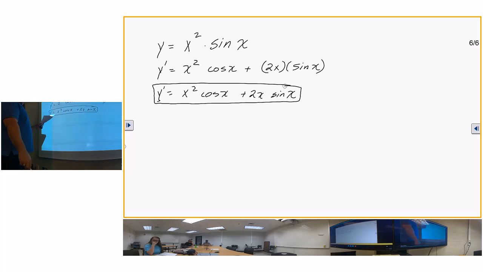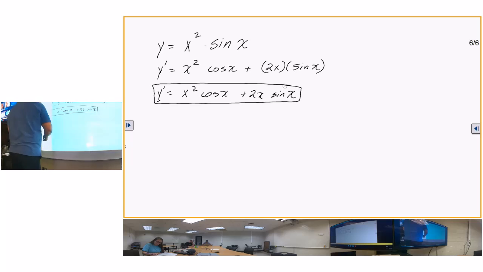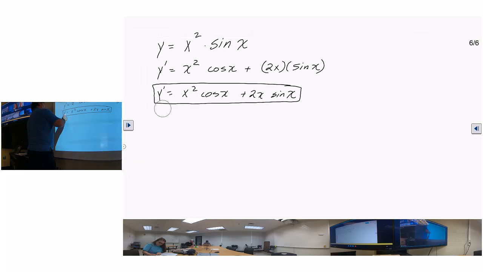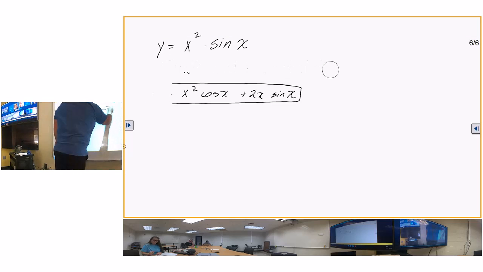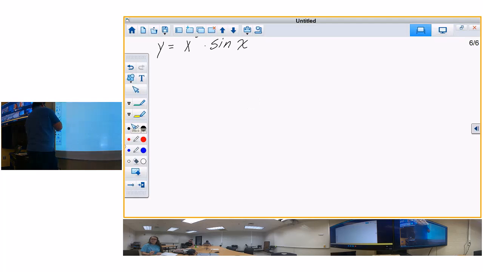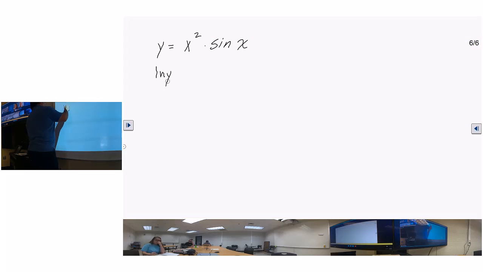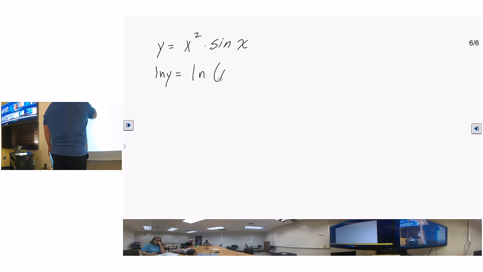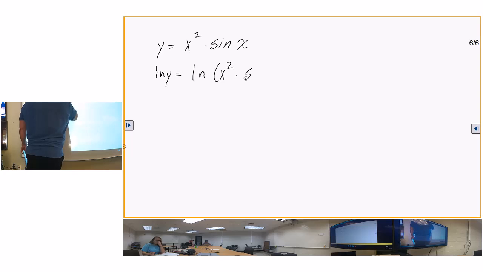So now I want you to do it by using the log of both sides. The reason I want you to is not because I want you to do the extra work. I want you to be able to take the log of both sides and be able to solve both ways. So I'm going to go up here and take the log of both sides. Log of y is equal to the log of x squared times sine of x.